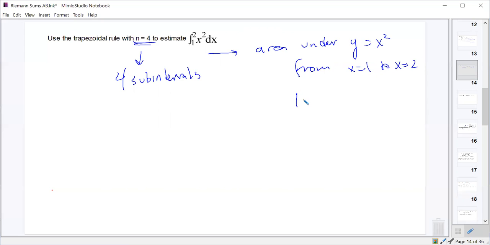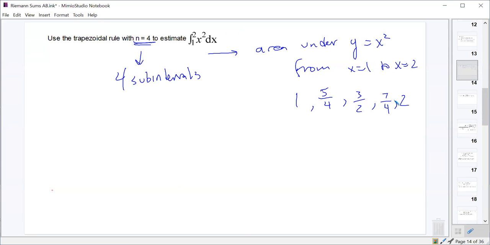Our interval is from 1 to 2, and we have 4 subintervals. So the first subinterval will be from 1 to 1 1/4, and the next will be from 1 1/4 to 1 1/2, and then from 1 1/2 to 1 3/4, and from 1 3/4 to 2. So there's 1, 2, 3, 4 subintervals. Everybody good with that? Yep.